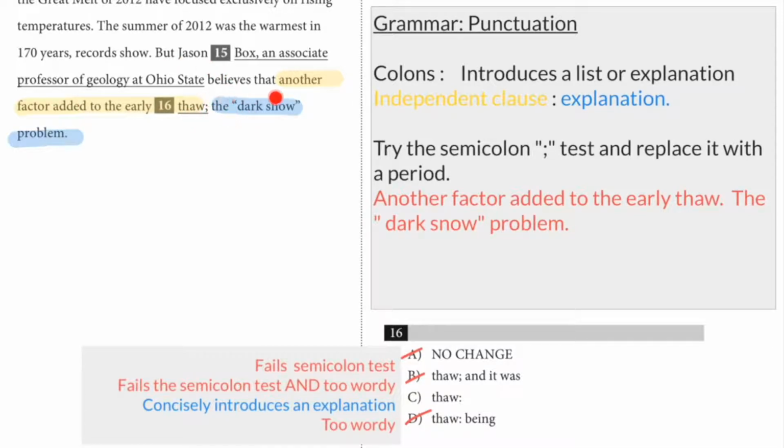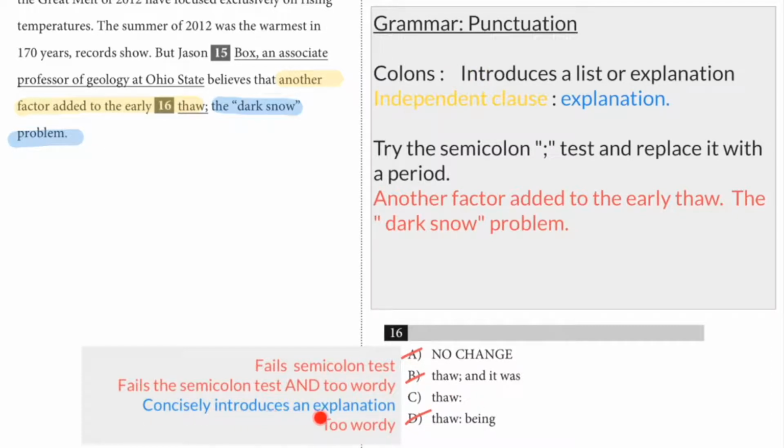But Jason Box believes that another factor added to the early thaw. You could write a period there if you wanted to. You could just end the sentence there, and it would be just fine. That's why it's an independent clause. But it also introduces an explanation: the dark snow problem. That's why you need a colon here, and that's why C is the right answer.